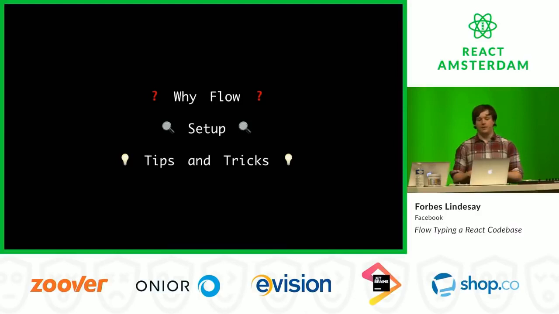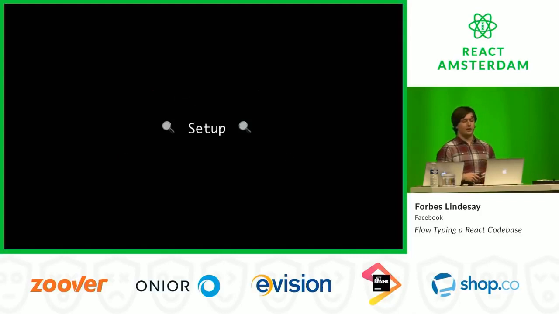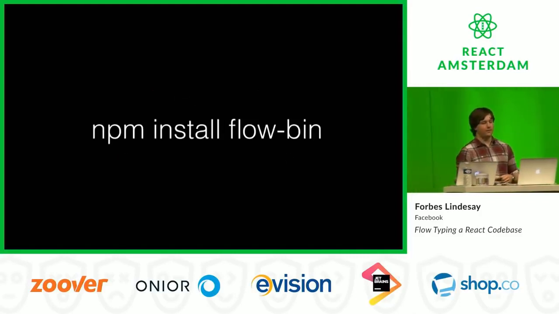So hopefully I've justified why I think you should use Flow. I'm now going to talk about how you get started, how you set up Flow, and how you might publish a module to NPM that uses Flow. So to start off with, you npm install flow-bin.